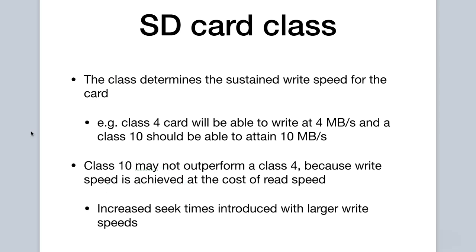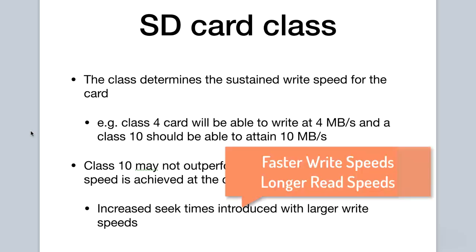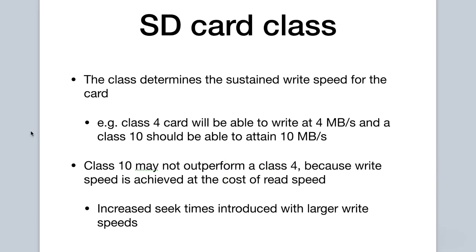Now, you may think that a class 10 would always perform better than a class 4, as the write speed is faster. This, however, is not always the case because write speed is achieved at a cost to read speed. Faster write speeds usually imply longer seek times, which affects the rate at which the data is read from the card, resulting in slower performance.